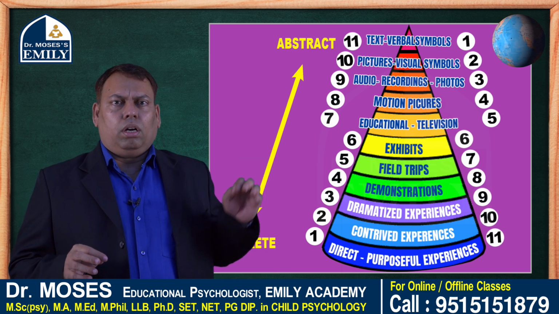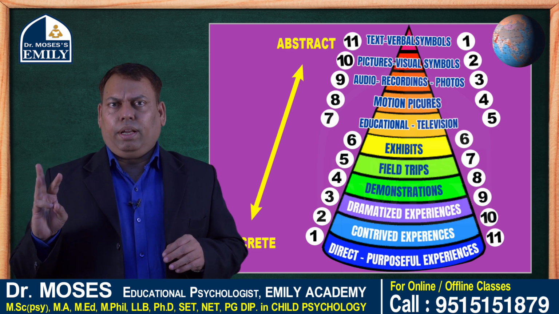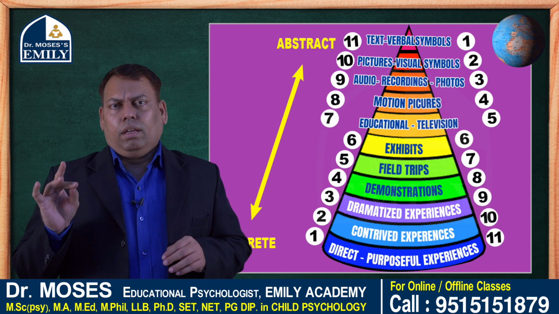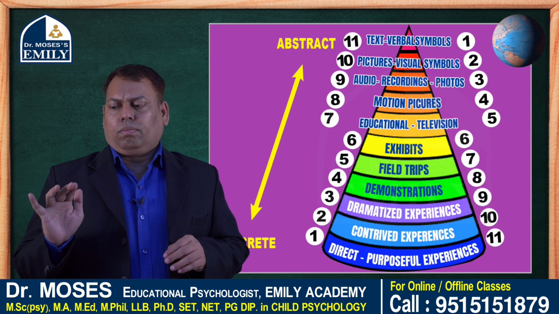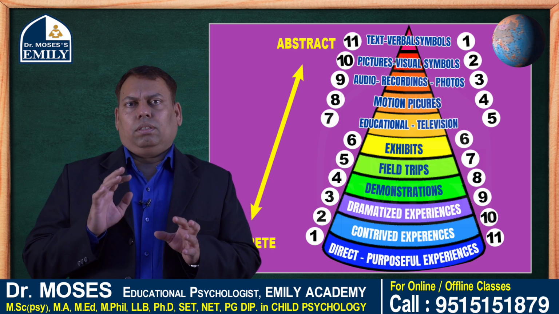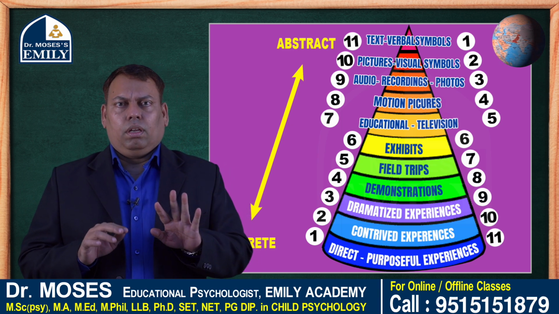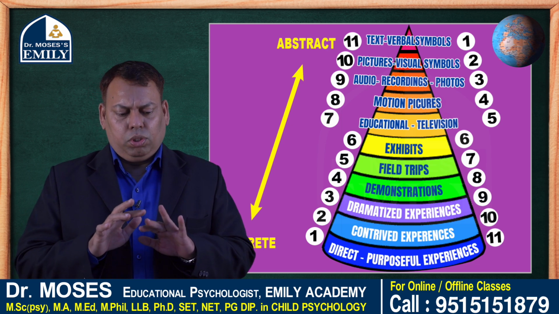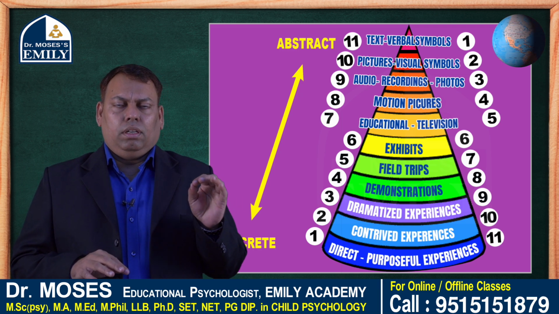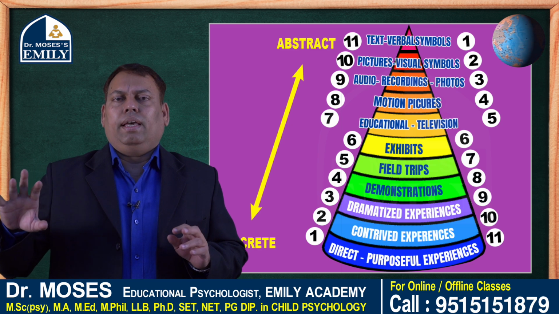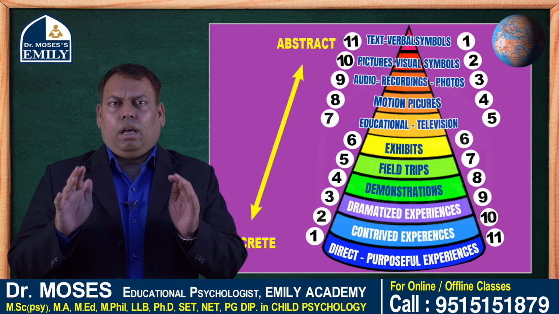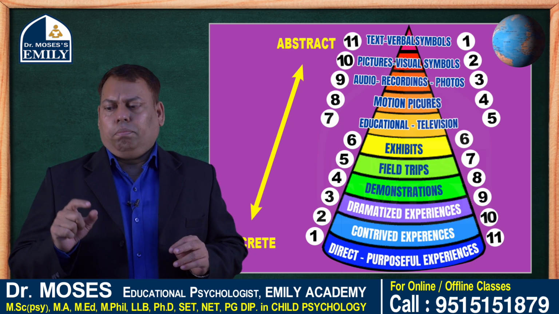From bottom to top, the first one is direct and purposeful experience and contrived experiences. Remember these two together. Followed by dramatization, demonstration, 4 over. Followed by field trips and exhibits, 6 are over. Followed by educational television, motion pictures and still pictures. So the 10th and 11th, remember together, visual symbols and verbal symbols. So entire learning experiences can be remembered by using this technique, pairwise.